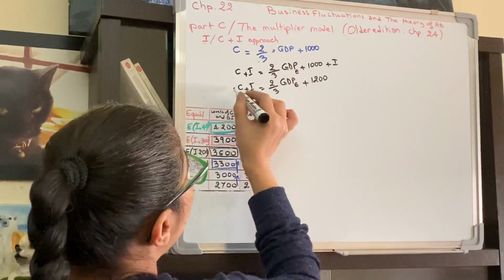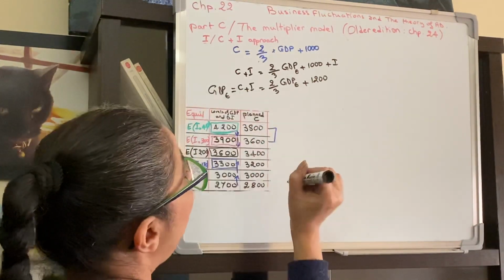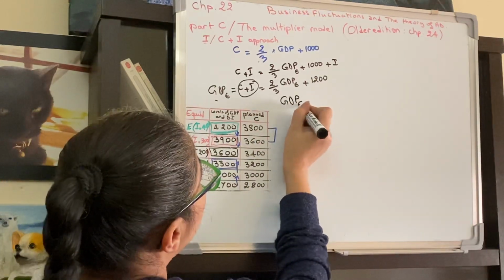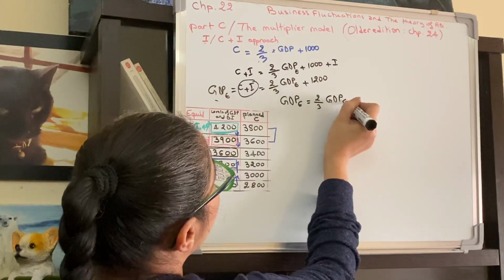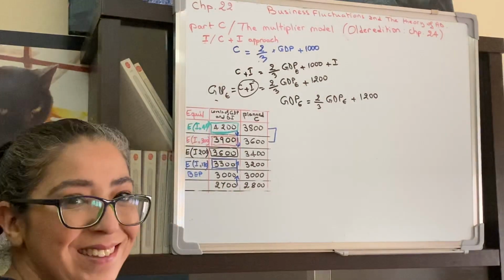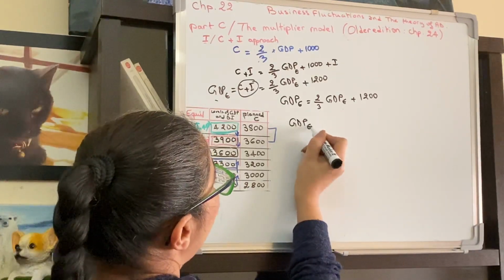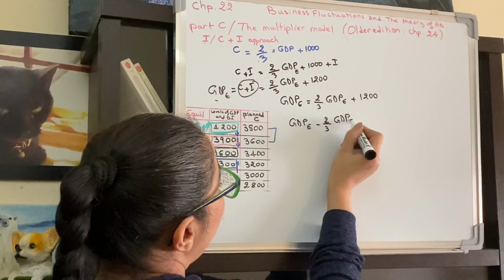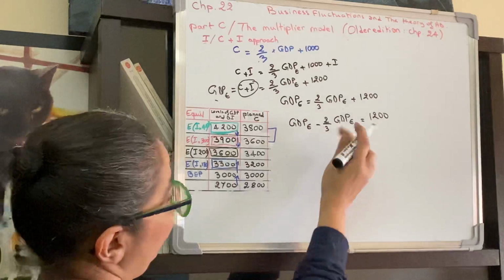Now C plus I should be equal to GDP at equilibrium. Okay? So I'm going to replace this by GDP. So GDP at E is equal to 2 over 3 GDP at E plus 1,200. Okay? Let's do it. So GDP at E minus 2 over 3 GDP at E is equal to 1,200. You know how to calculate this.